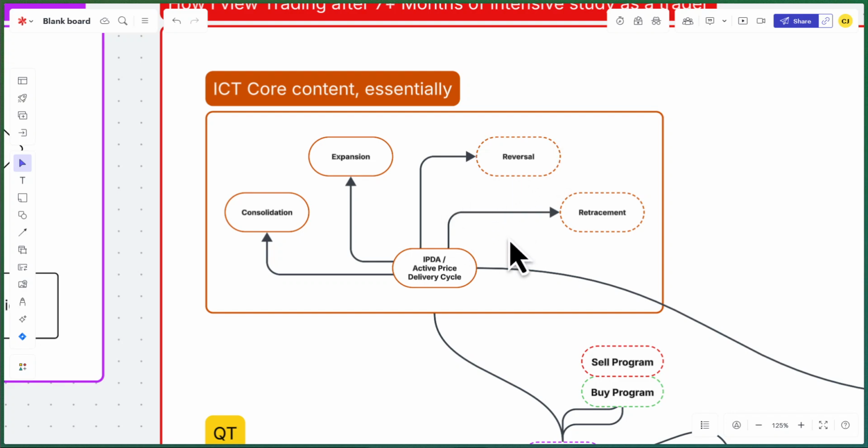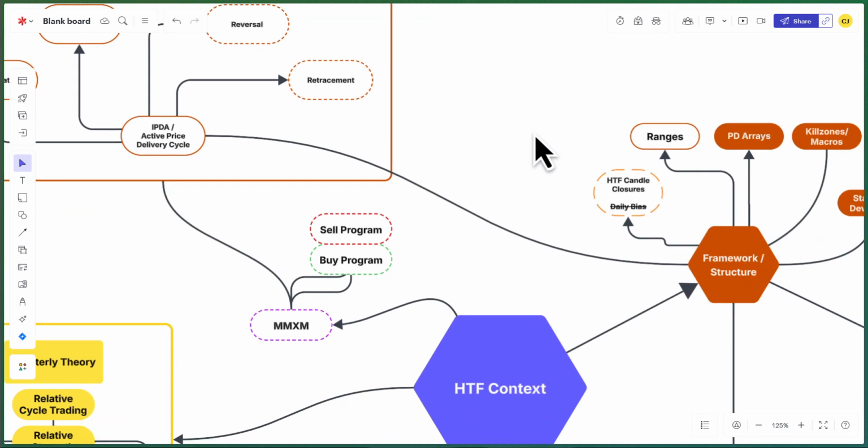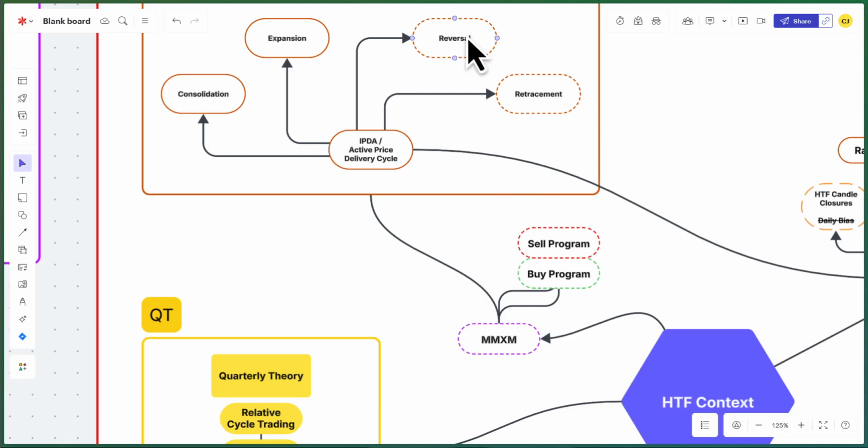So it gets complicated, but stay with me. Now, once I'm done determining whether we are consolidating, are we expanding, are we reversing, are we retracing into a key level for a continuation? Because retracements are based on the idea that we are already expanding and we are dropping lower or higher into a PD array to continue the expansion. Or if we're not retracing, well, we probably are reversing. If we're not doing any of these, we're probably consolidating, where we're not really moving in either direction and we're moving in a very tight range.